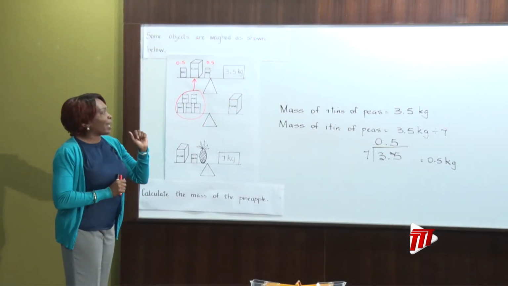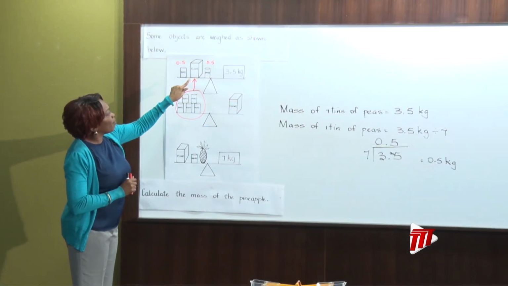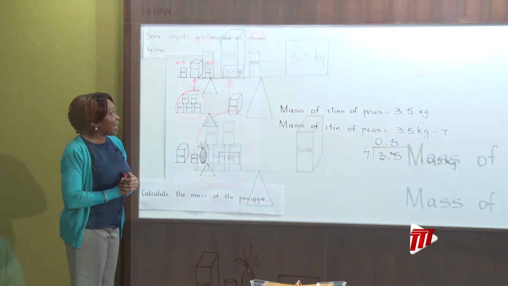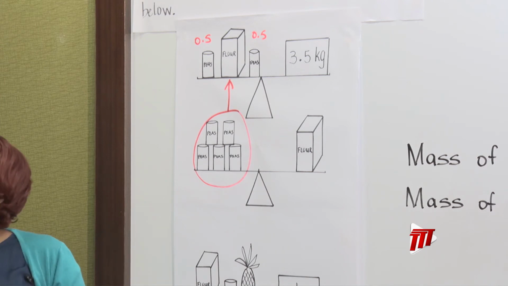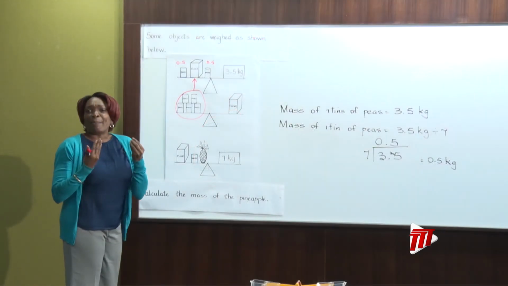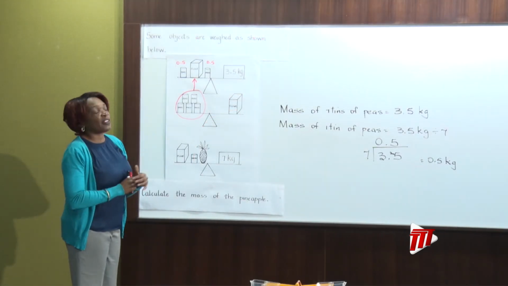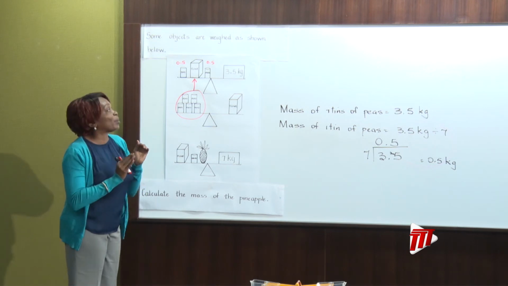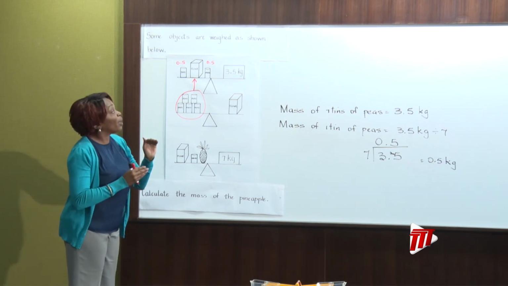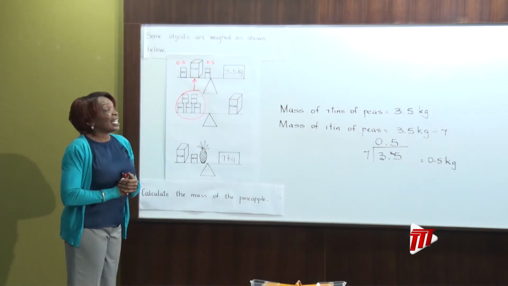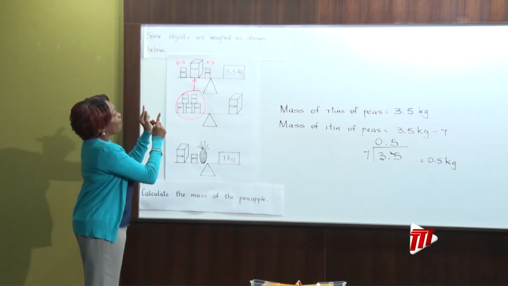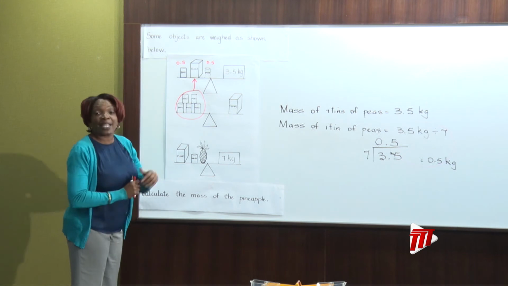Wonderful. So let's go back. Let's put the mass of the 2 tins of peas together. 5/10 add 5/10 will give us what? 1 whole. Isn't that so? But what is the mass of the sack of flour and the 2 tins of peas together? 3.5, or 3 5/10. So in order to get the mass of the flour, can we not subtract the mass of the 2 tins of peas from the weight given?